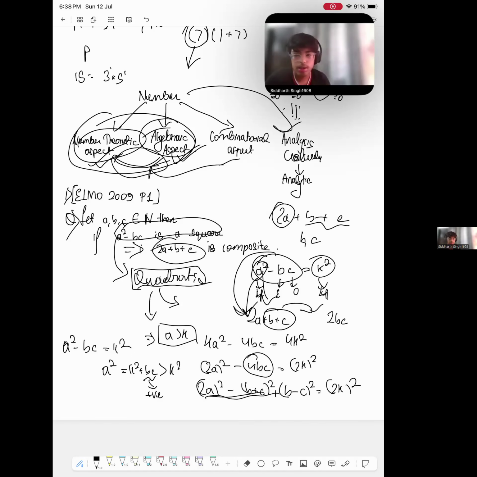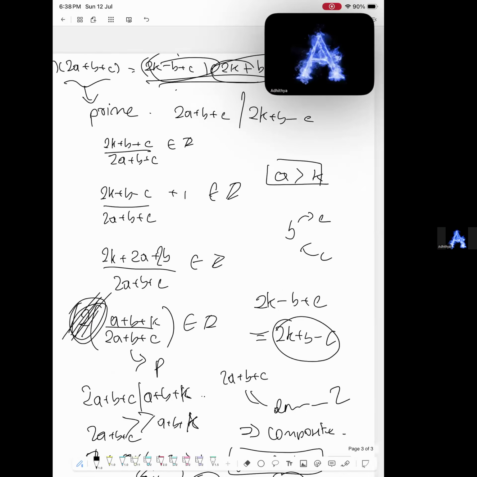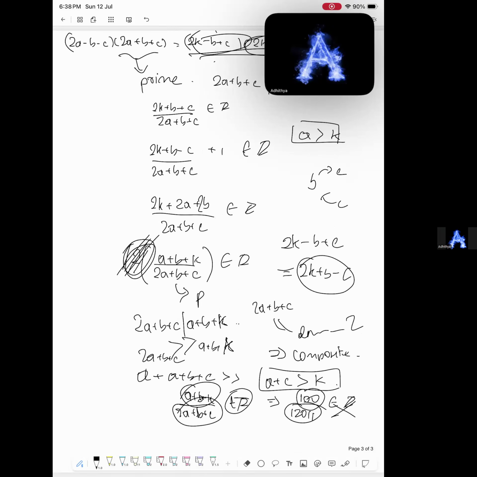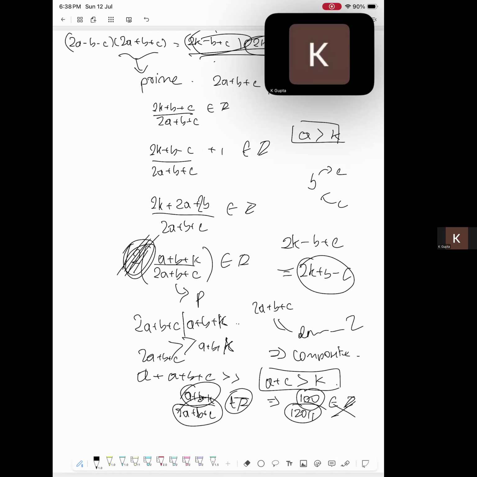Both people can speak one at a time. After factorization, we must check whether 2a plus b divides 2k plus bc. That's when it becomes number theory. Exactly, yep. Any other answers? Sanskar, you were saying something. Yeah, when we argue that a prime divides one of them, the number theory part started.